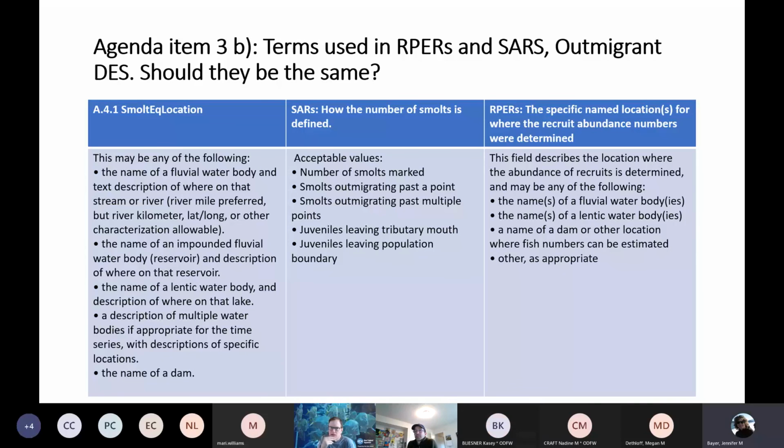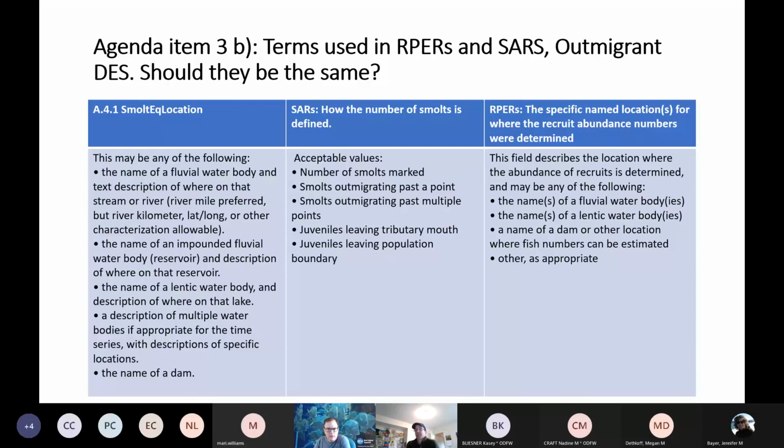So let's start with the first part. Do people agree that the first column and the third column are talking about the same thing, and therefore the definition should be consistent? Yeah, because I look at the examples, a dam or other location where the fish numbers can be estimated is the far right column, and the other one just says the dam. I think we can just do work to make sure that those things are identical and more inclusive if necessary.